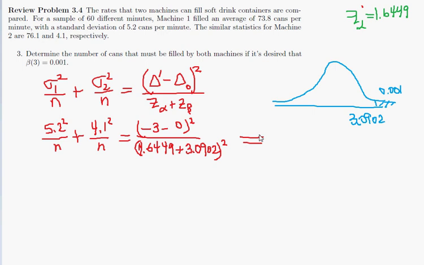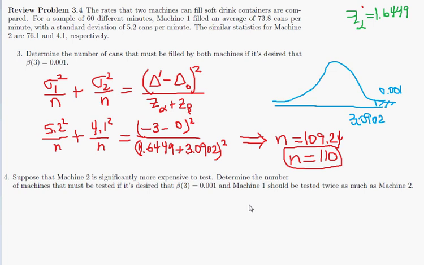And so just doing the algebra solving for n, the first steps here would probably be just simply squaring these out and then combining the fractions because we have a common denominator. So doing the work, we get that n is equal to 109.24, and we round up to be safe, so we'll take n to be equal to 110. And so there is our answer for the number that must be done for both machines. Not surprisingly, we need a bigger sample in order to reduce the value of beta.